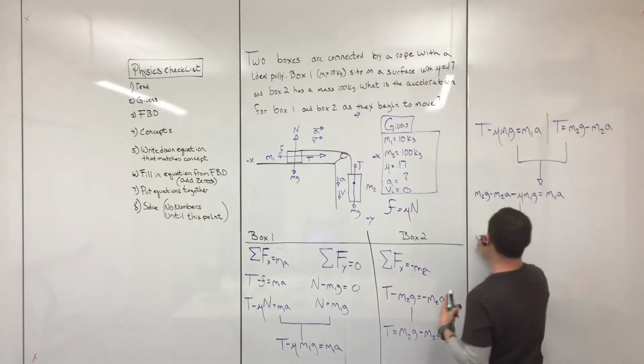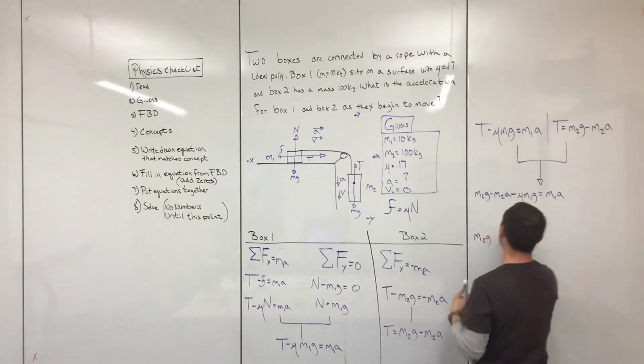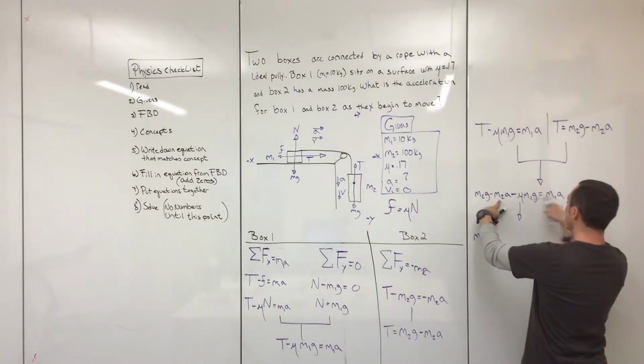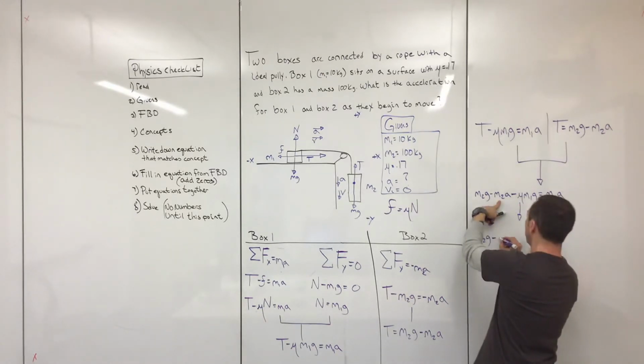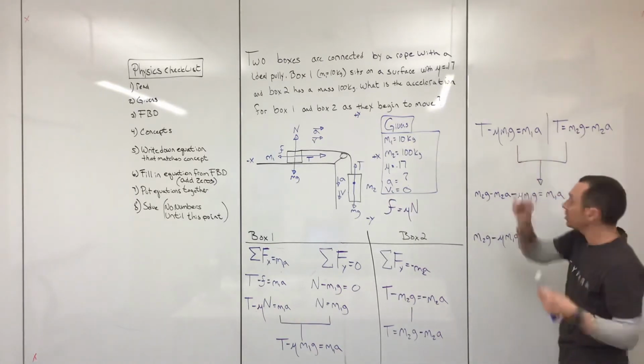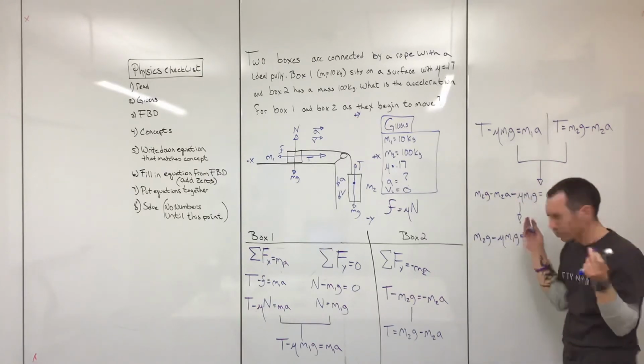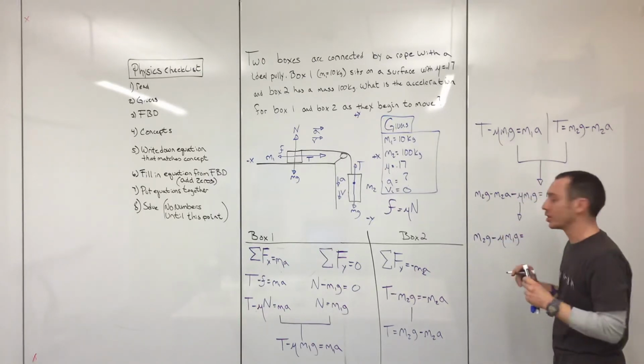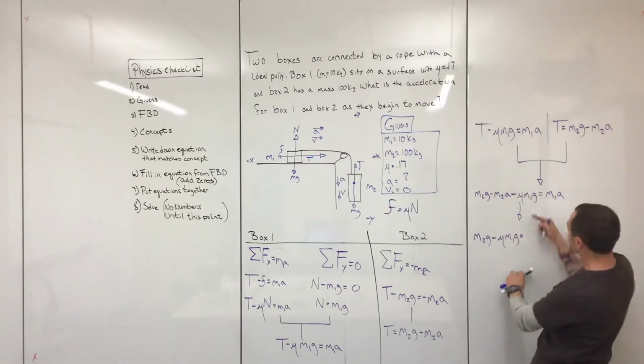We just need to bring M2A over. So m2g is going to disappear, it's going to become positive over here. Again, I'm doing this because this is what your professors want you to do. You should be at this point already. You shouldn't be adding over here, adding over here. No one needs to see that. We're in college.